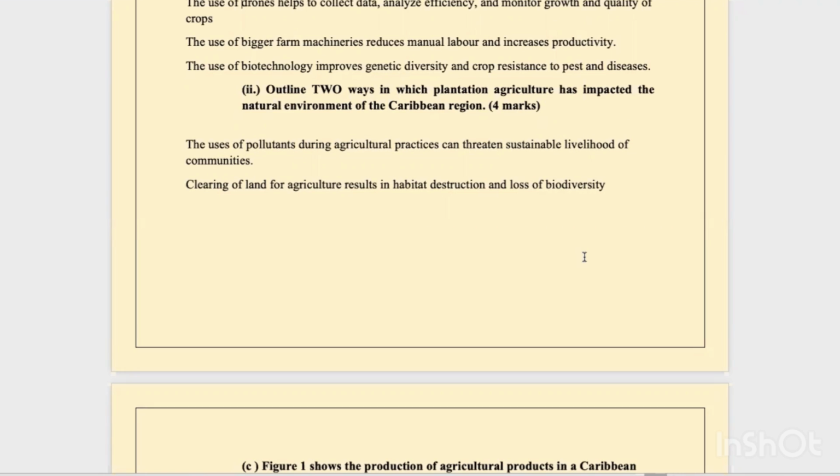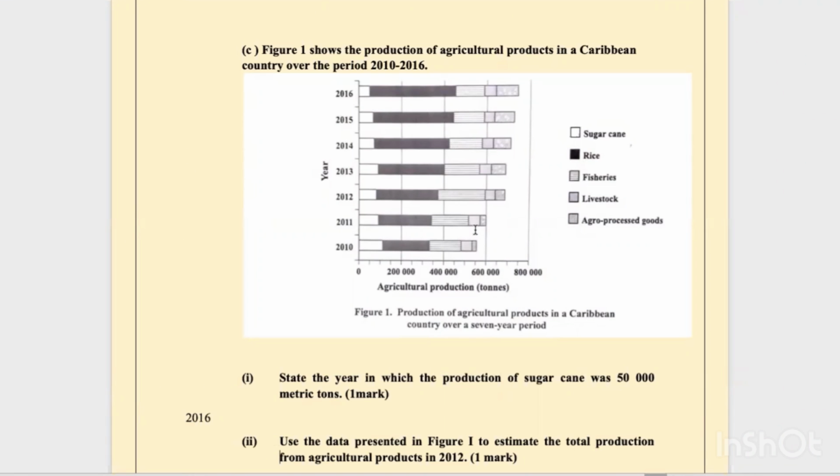So recall when we were just defining plantation agriculture, we saw that it was characterized by large inputs of agrochemicals. The use of pollutants during agricultural practices can threaten the sustainable livelihood of communities in the Caribbean regions, right? Also, the clearing of land for agriculture results in habitat destruction and the loss of biodiversity. Next question. Figure 1 shows the production of agricultural products in a Caribbean country over the period 2010 to 2016.